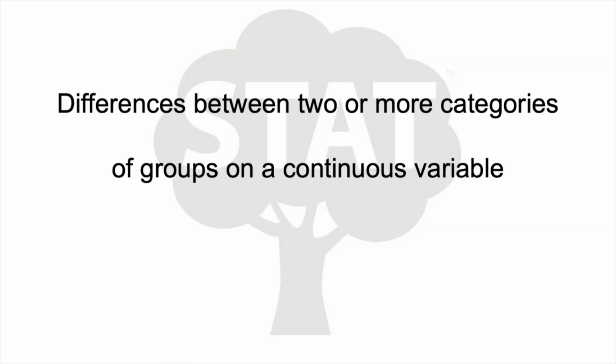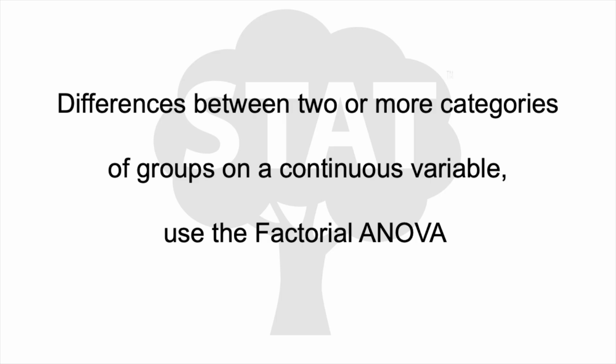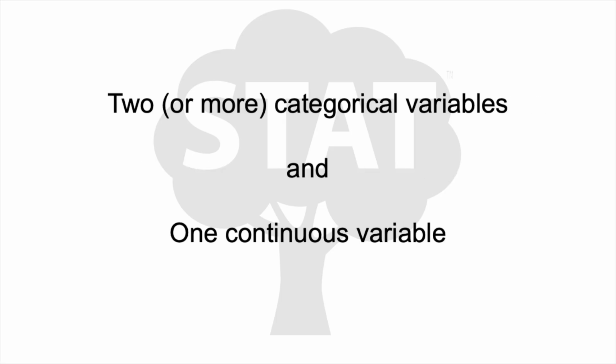To test whether there are differences between two or more categories on one continuous variable, the factorial ANOVA would be appropriate. You will need two categorical variables and one continuous variable in order to run this test.